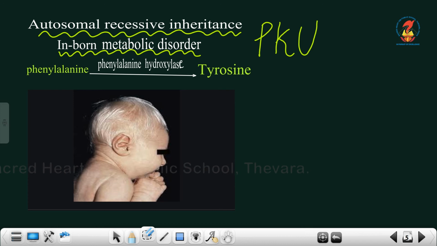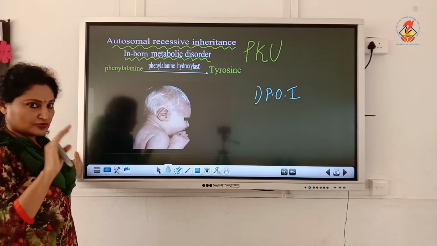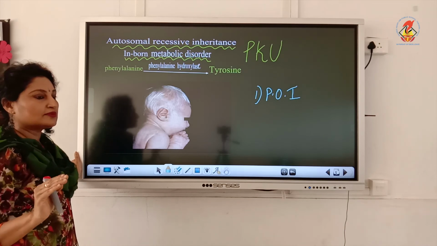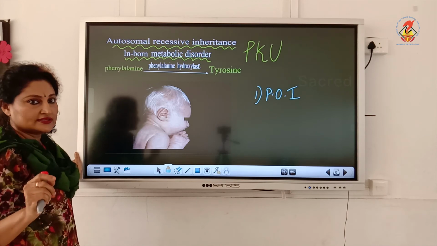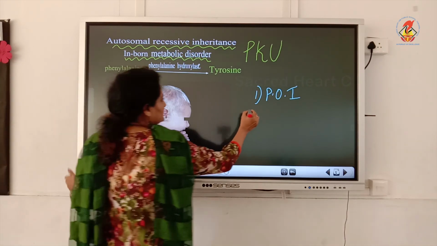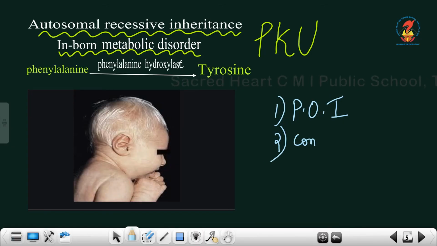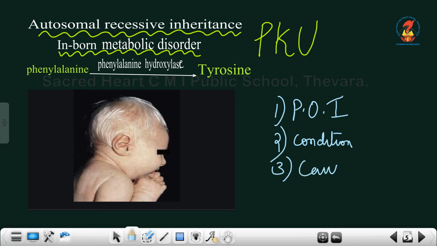Now again we are learning the same disorder, phenylketonuria, under the pattern of inheritance. It is an autosome linked recessive disorder, and it is also an inborn metabolic disorder. So you have to complete the statement writing both: it is a metabolic disorder as well as autosome linked recessive inheritance. Clear? Then, the condition. What is the cause of the condition? We know the cause is definitely mutation, because it's a Mendelian disorder. And now we can see the condition.